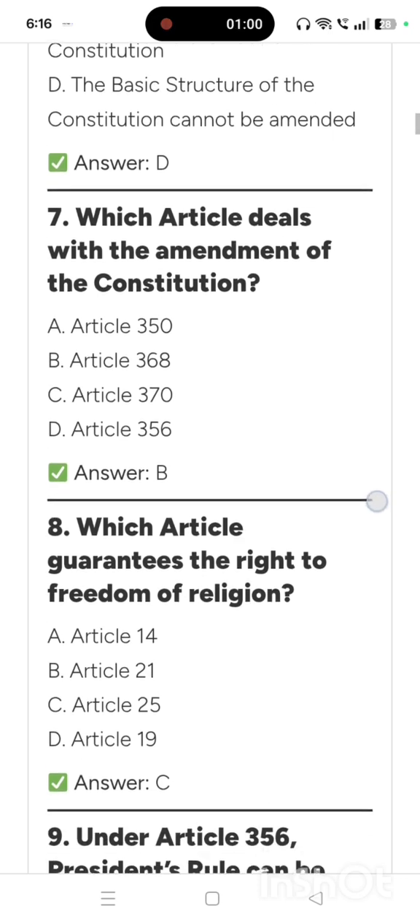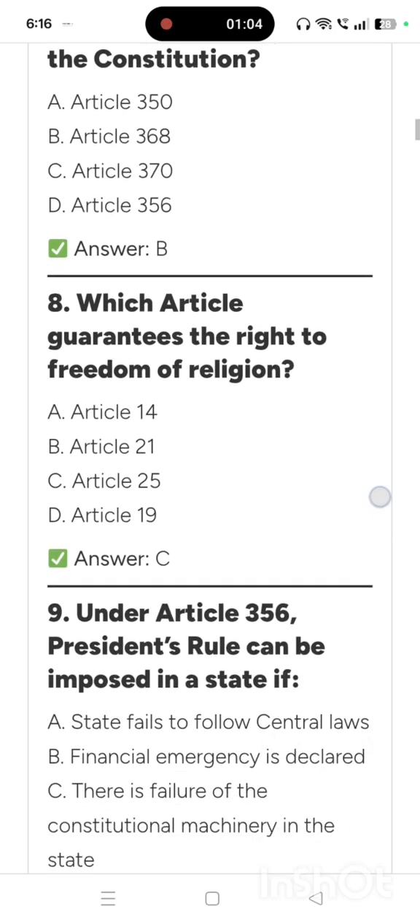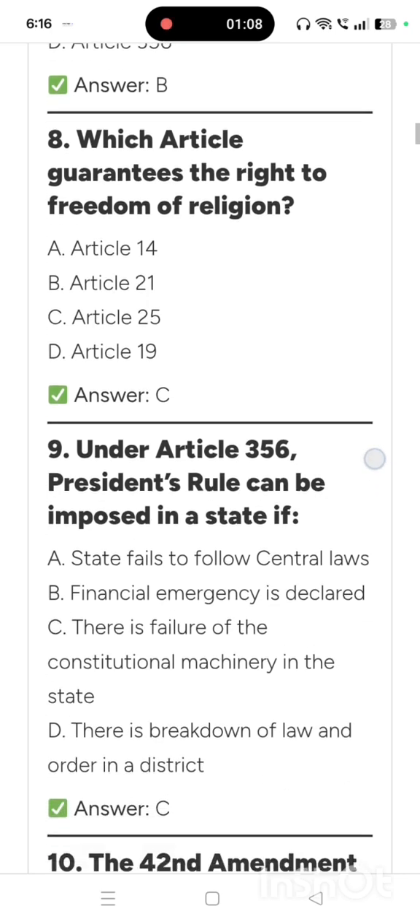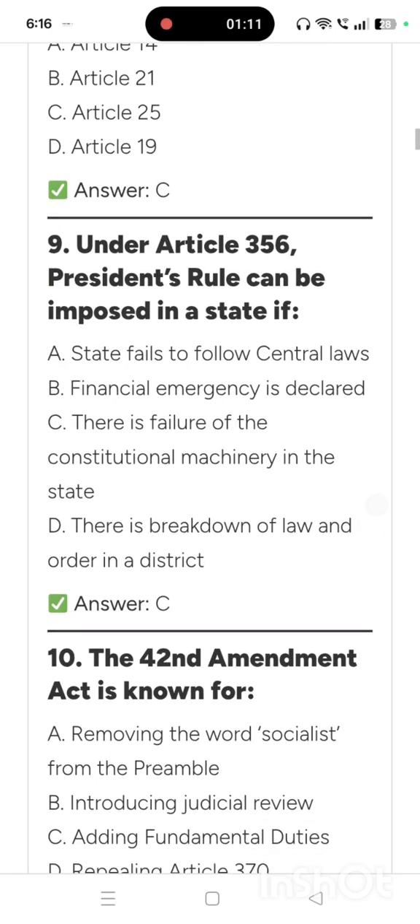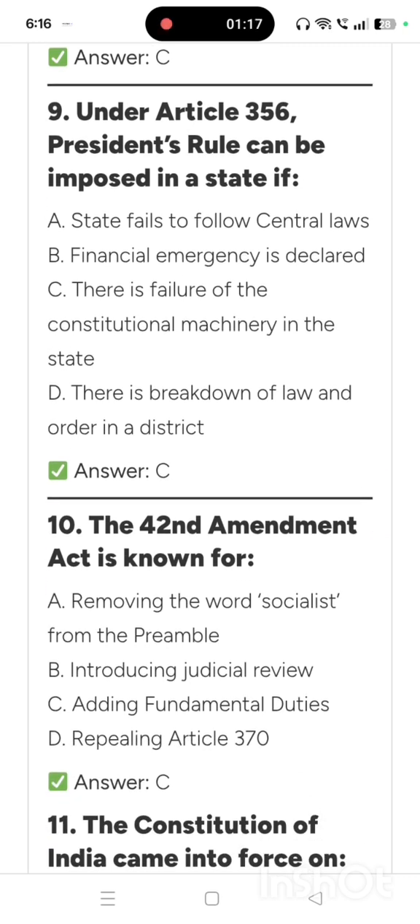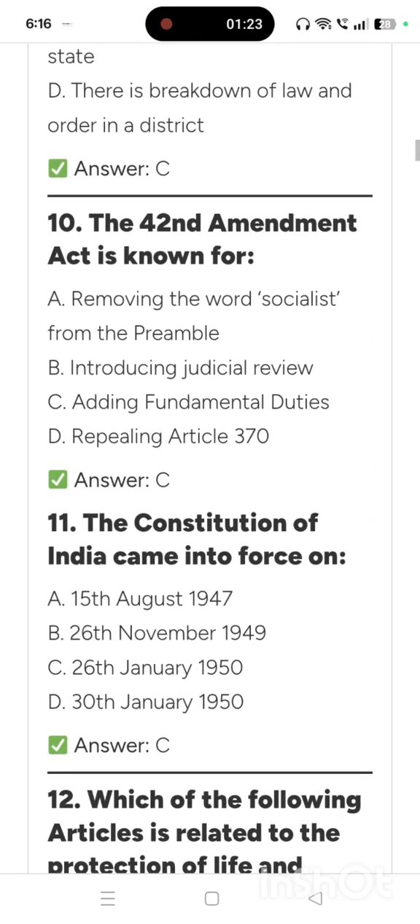Which article deals with the amendment of the Constitution? Article 368. Which article guarantees the right to freedom of religion? Article 25. Under Article 356, President's rule can be imposed in a state if there is a failure of the constitutional machinery in the state. The 42nd Amendment Act added fundamental duties.